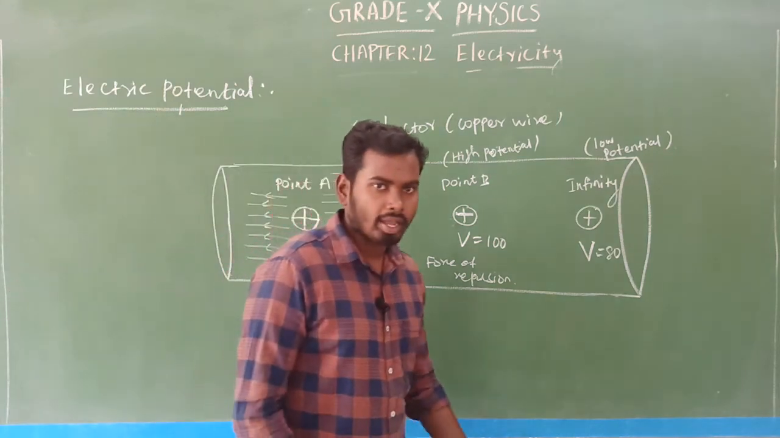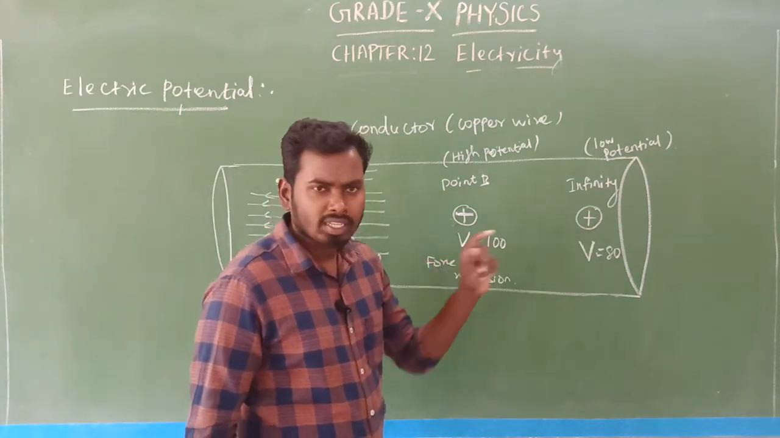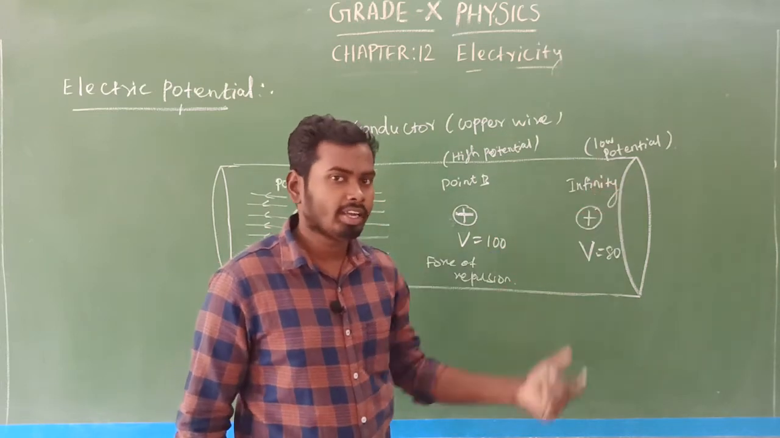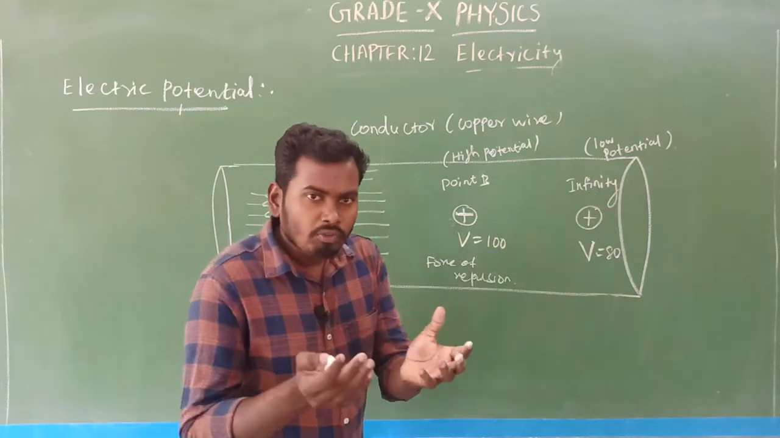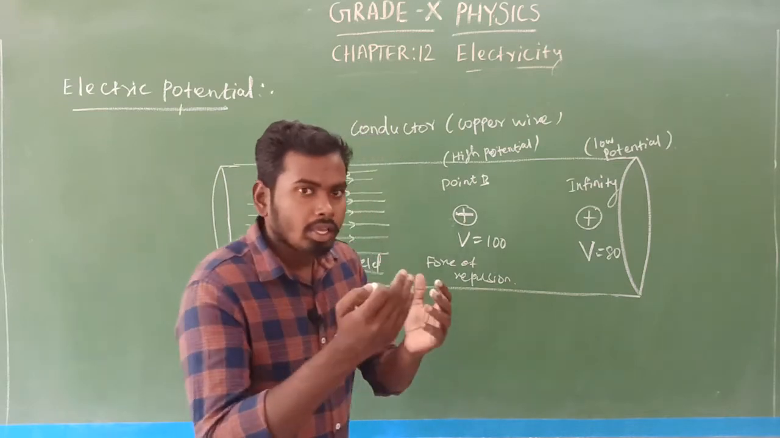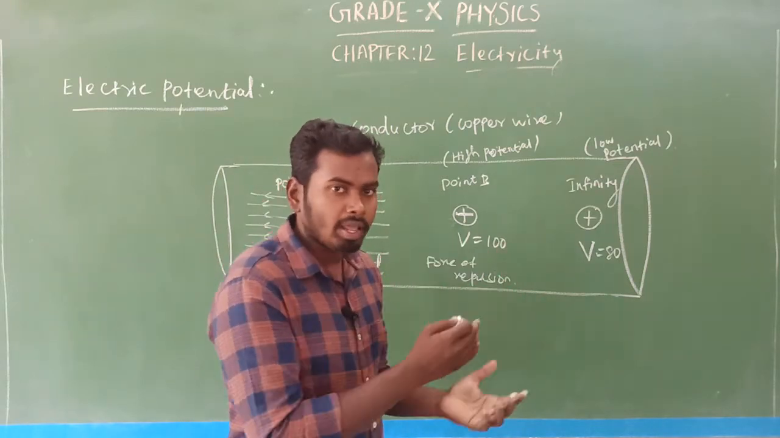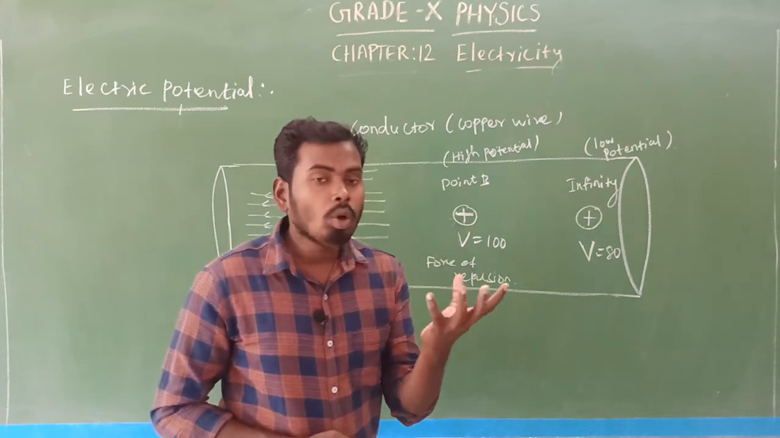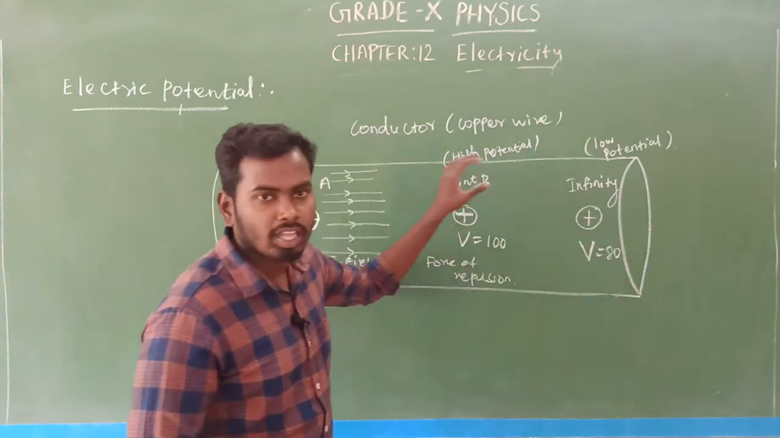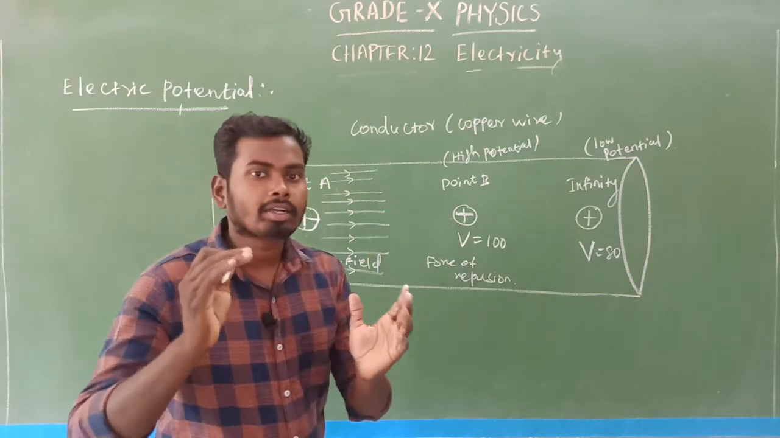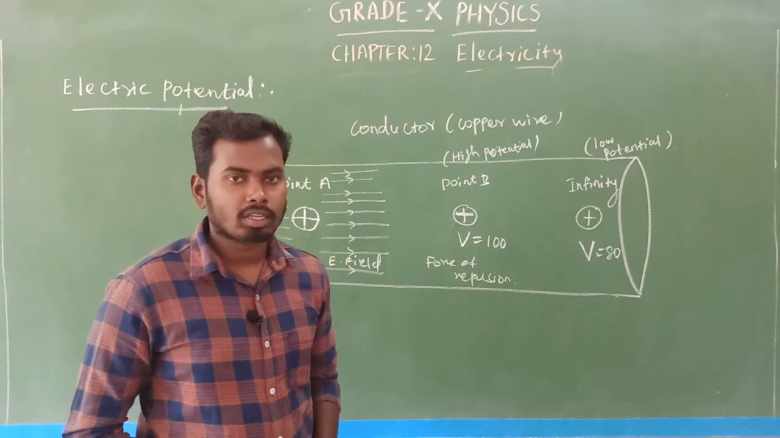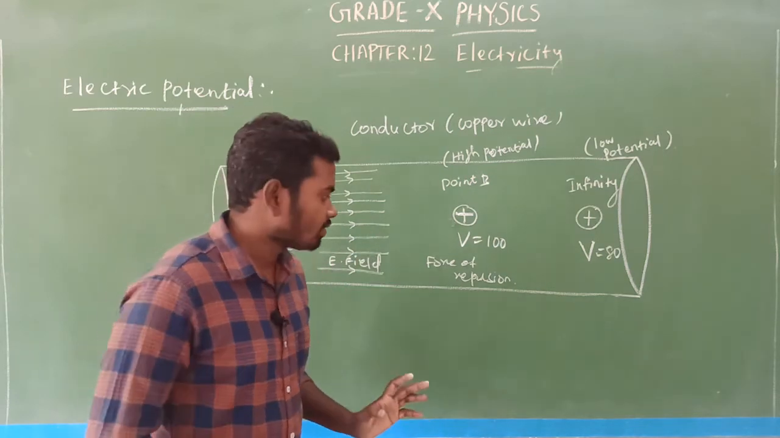Okay, look here. Here we brought only a single point charge placed at infinity. Suppose we bring a coulomb of charge from infinity to that point, that is electric potential. So very easy. Is it clear? That is electric potential.